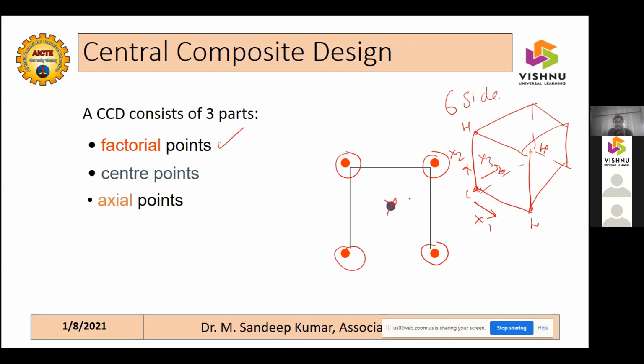Those are the central points, and then you have axial points. So what are these axial points? Why are they defined here? And why are they outside? These axial points are called alphas, or the star points.